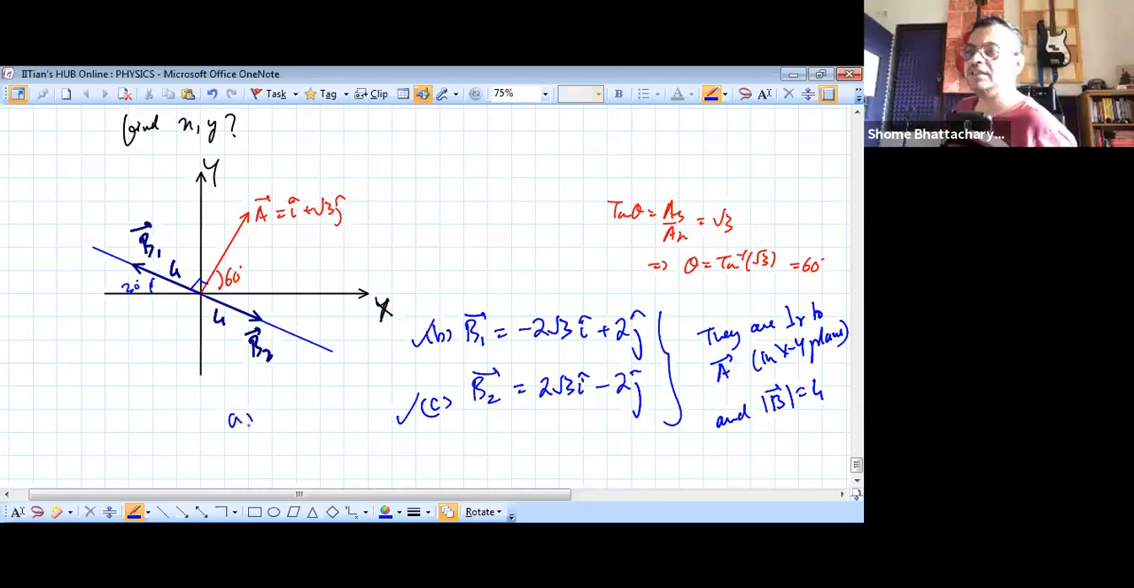So both B and C are there, whereas E is not any of these and D is not any of these. So the correct answer is multiple choice, more than one option for it. So it's B and C.